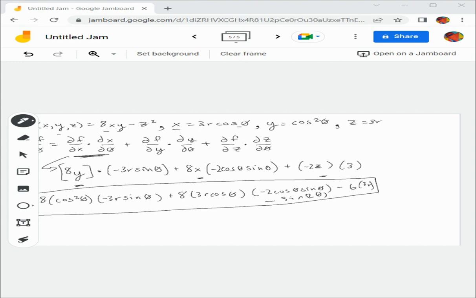Hey, what is this again? R. Get that square root of 2 in here. Oh, what did I go wrong here? 3r theta. Oh, I understand. This is 0, so this goes away.